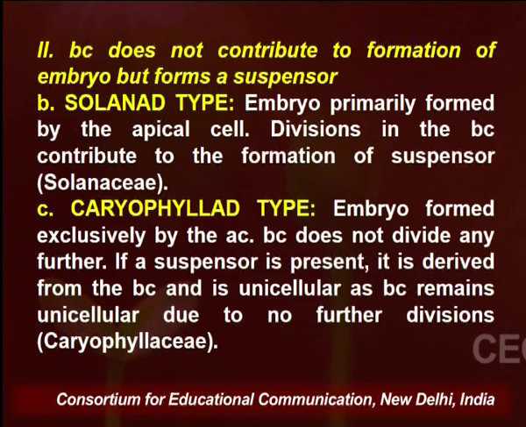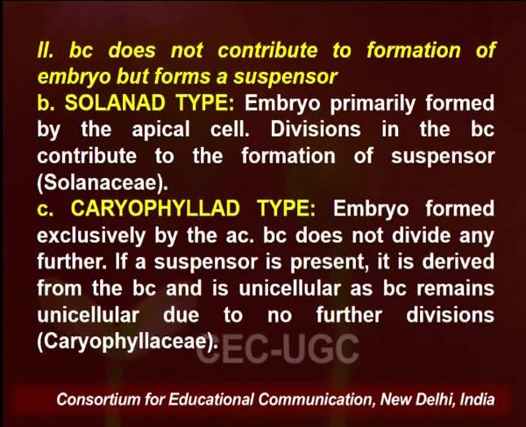Then comes the caryophyllad type, embryo formed exclusively by the apical cell. Basal cell here does not divide any further. If a suspensor is present, it is derived from the basal cell and is unicellular.